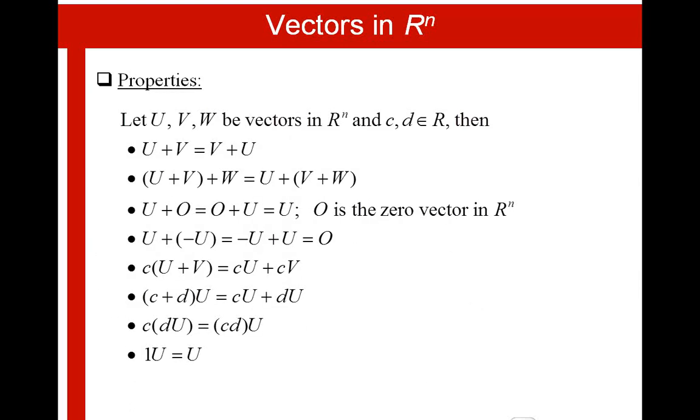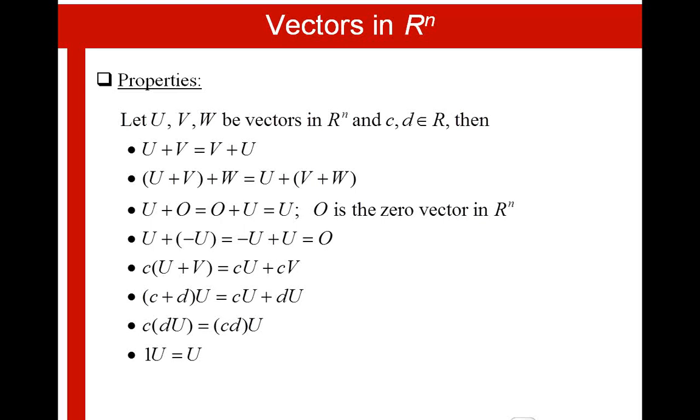More properties. If we have three vectors u, v, w in Rn, and c and d are two scalars that belong to R, two real numbers or scalar values, then u plus v is equal to v plus u. The commutative addition property holds. Then the next one, u plus v plus w is equal to u plus v plus w, grouped either way. This is the associative property in addition of vectors.